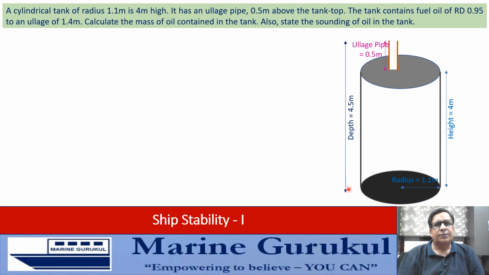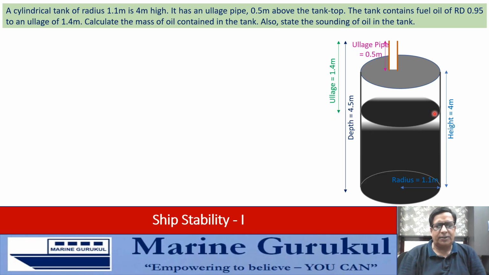This tank contains oil to an ullage of 1.4 meters. Ullage is the height or the depth of the free space inside the tank. That means it's the height from the top of the ullage pipe to the surface of the liquid in the tank. If the ullage is 1.4 meters, if we go down by 1.4 meters from the top of the ullage pipe, we should be reaching the top of the liquid, that means the surface of the liquid. That means the liquid surface shall be somewhere in this line, and that is where we have the oil in the tank to an ullage of 1.4 meters.